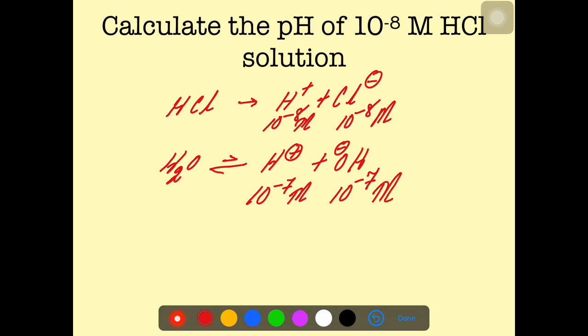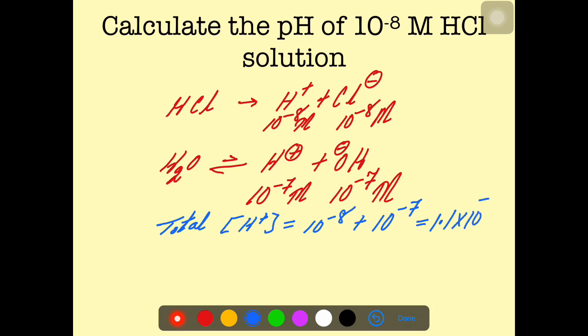So keeping in mind that for a neutral solution, the H plus ion concentration is 10 to minus 7, and OH minus concentration is also 10 to minus 7, and a very dilute solution of HCl is almost neutral. So making that assumption, the total concentration of H plus ions will be 10 to minus 8, which is the contribution from HCl, plus 10 to minus 7, which is the contribution of water, and that adds up to 1.1 into 10 to minus 7 moles per decimeter cube.